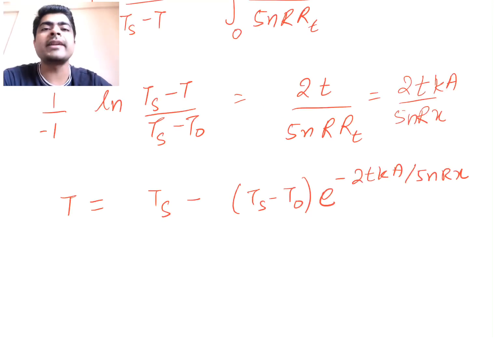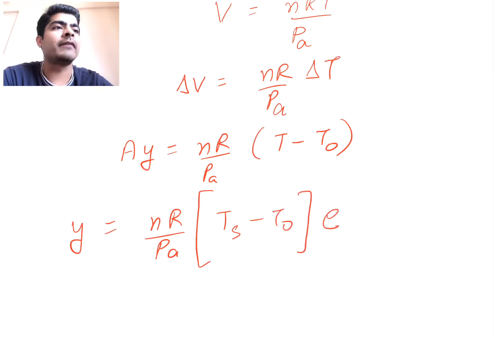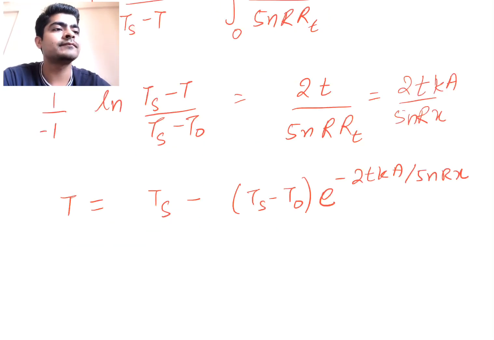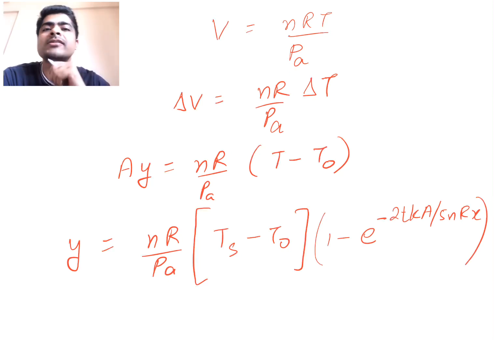So you need to put this value of T, and when you simplify this further, you will get (Ts minus T0) times 1 minus e power minus 2tKA divided by 5nRx. This is your answer, y as a function of time.